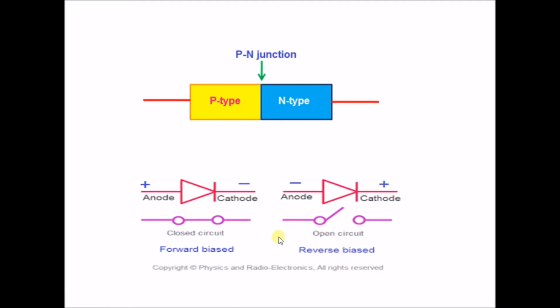Forward bias is when voltage is applied across the diode and the diode allows the current to flow, so it is called forward bias. And then reverse bias is when the voltage is applied across the diode and the diode does not allow the current to flow, so it is called reverse bias.